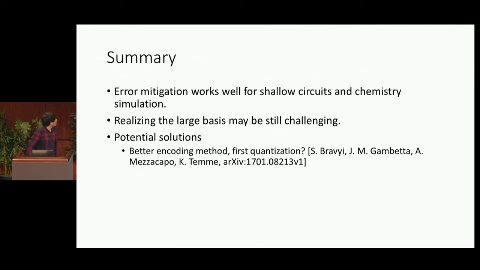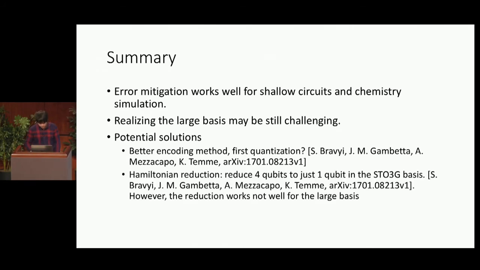The first one is that we can try other encoding methods, for example, the first quantization method, where the number of qubits doesn't increase with the accuracy, because we directly consider the wave function of the space. This method was recently discussed in an IBM paper. Another method is also introduced in the IBM paper. They consider Hamiltonian reduction. That is, probably there is some redundancy in the Hamiltonian.